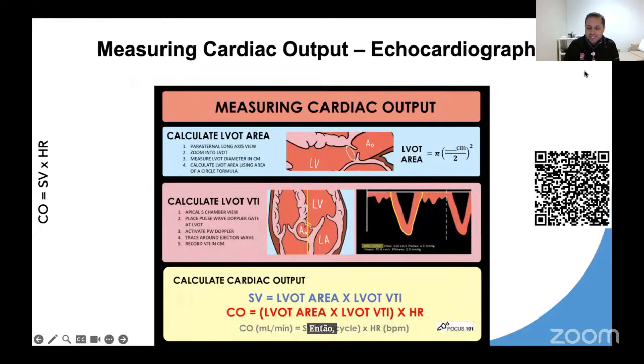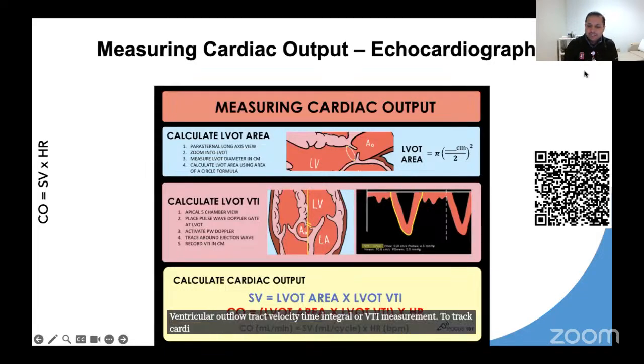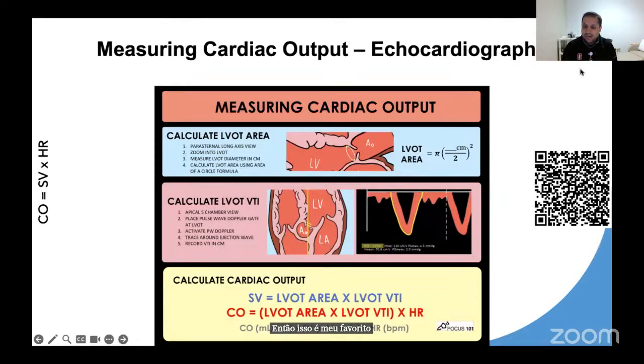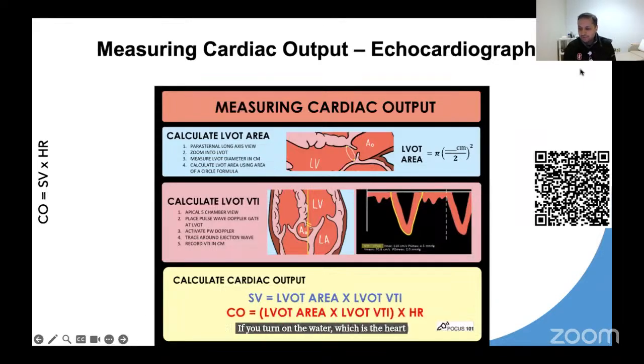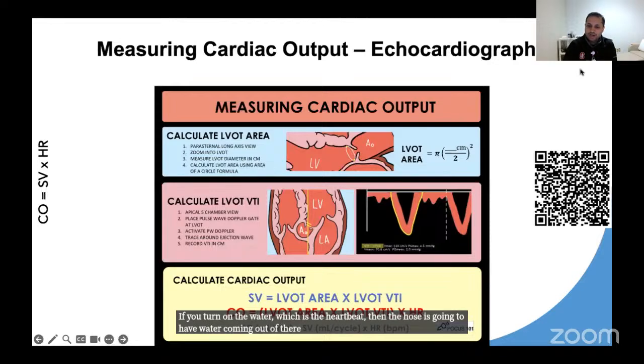So the way I understand it, and this is my favorite personally, is the left ventricular outflow tract velocity time integral, or VTI measurement, to track cardiac output, because as long as you have access to any point-of-care ultrasound machine and can get an apical 4-chamber going to 5-chamber view, this can be easily tracked over time. The analogy I think about is the left ventricular outflow tract as a garden hose connected to the water source, which is the heart. If you turn on the water, which is the heartbeat, the hose is going to have water coming out, and that water shooting out is the stroke volume.